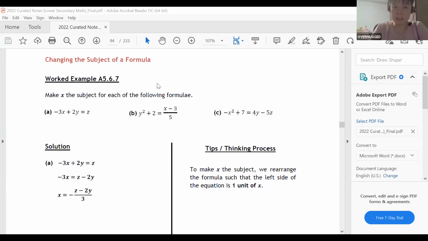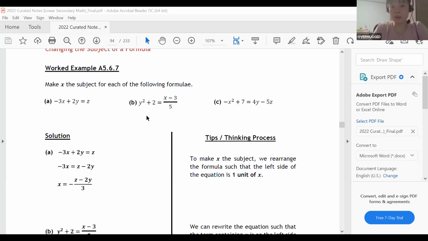All right, let's look at the first example. This is just from the curated notes. I will go through a few examples and then we will try some exam questions out. So for this example, make x the subject for the following formula. Basically, I want to make my x on the left side and 1 unit. That's what I'm supposed to do.